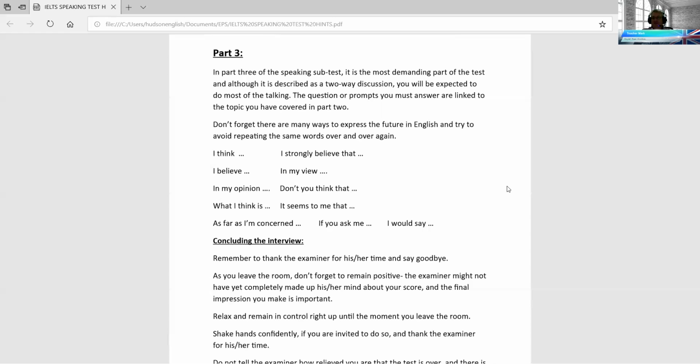Also, you could paraphrase the question. So what do you think education will be like in 50 years? I believe the future of education will be, and then you go on to give examples and explain.